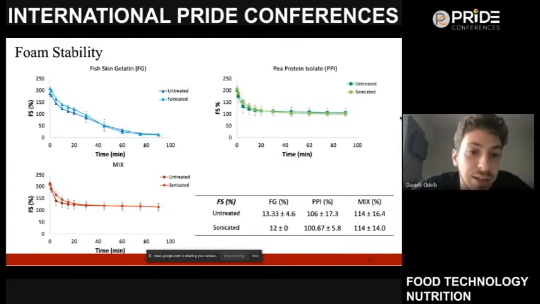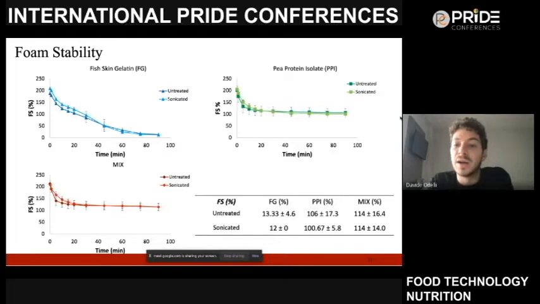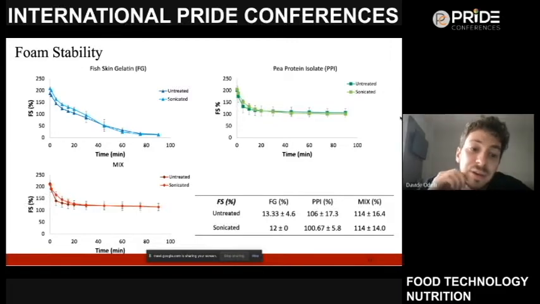While fish gelatin presented a steady decrease of foam stability values over the overall period considered, until reaching values below 10%. And another consideration is that the ultrasound treatment only improved the values of foam stability during the first 25-30 minutes. After this period, the values dropped below the control.